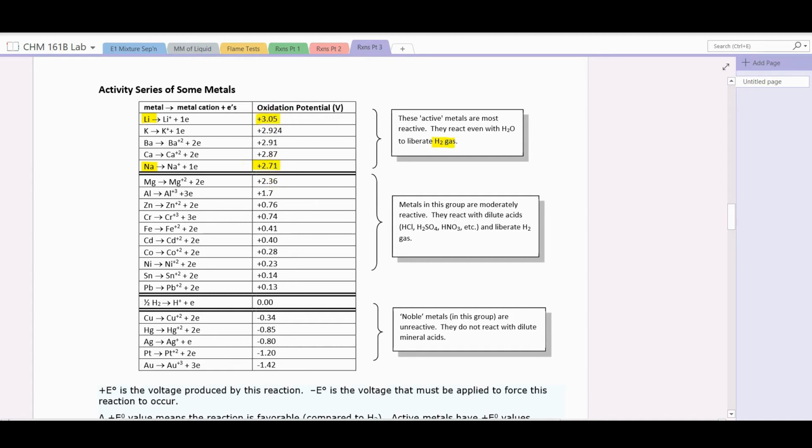But in fact, the reaction with sodium goes more rapidly, likely because sodium has a lower melting point. The heat of the reaction will melt the sodium quickly, exposing more surface area to the water, and so the reaction is more vigorous. Let's take a look at this reaction.